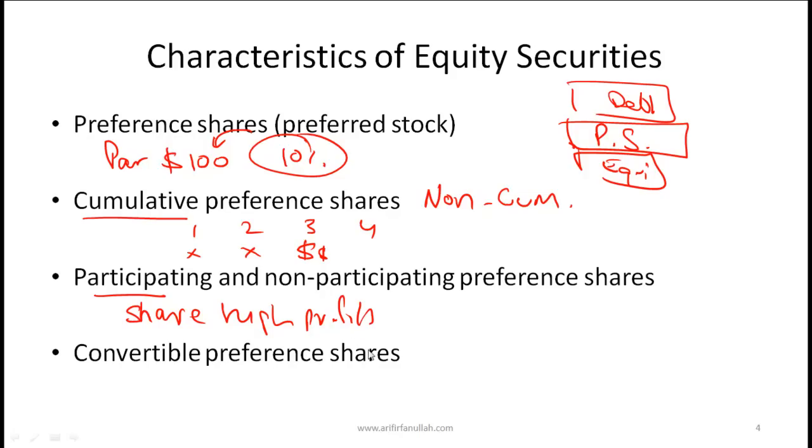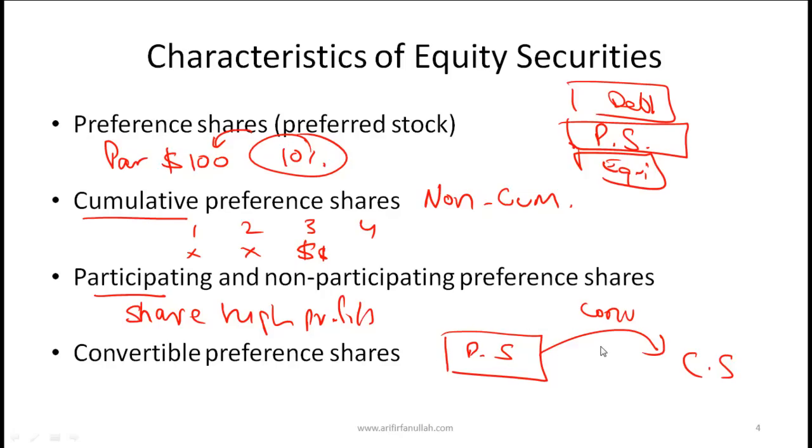Convertible preference shares give the owners of the preference shares the right to convert to common stock. And again, this is an option that benefits the investor, because when the stock price goes up, if it is suitable or beneficial to the investor, then he can convert the preference shares to common stock.